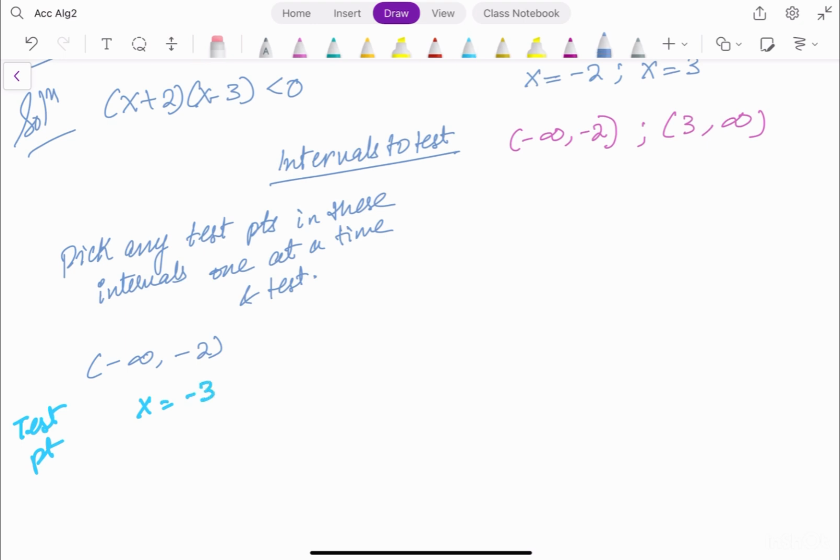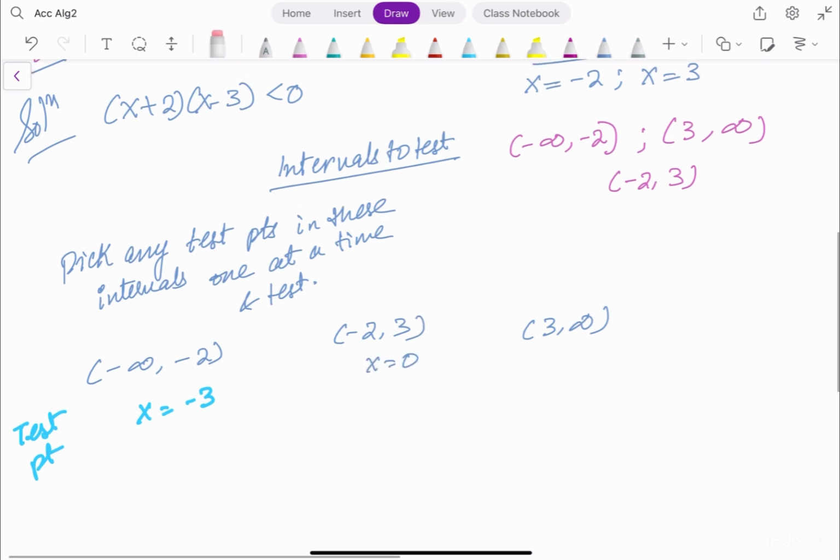Between 3 and infinity, let's select the test point as 4. Oh, I think I forgot to write the third interval, which is negative 2 and 3. So let's find the test point for negative 2 and 3. For negative 2 and 3, I'm selecting 0, and between 3 and infinity, I will select x equal to 4. You can select any point, but it should be within the interval.